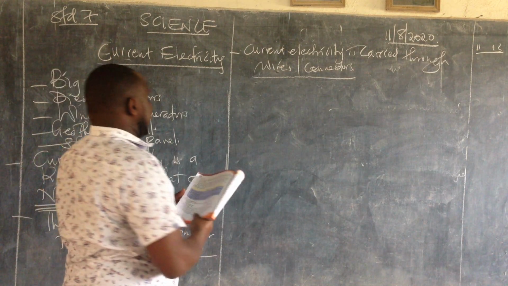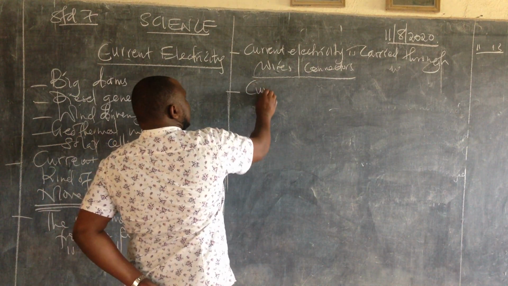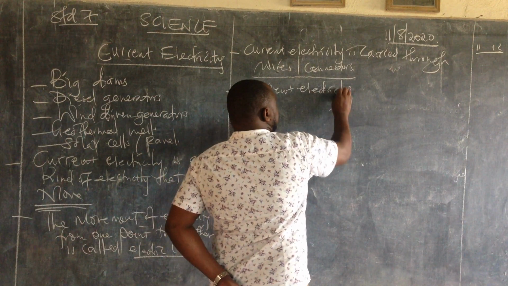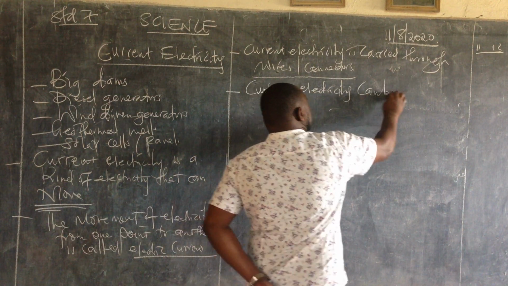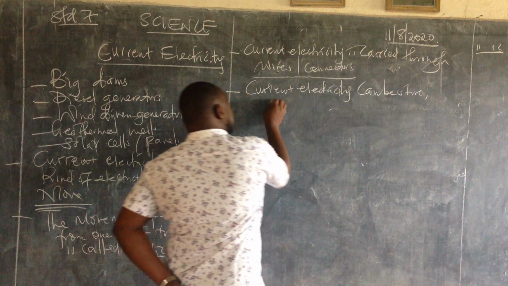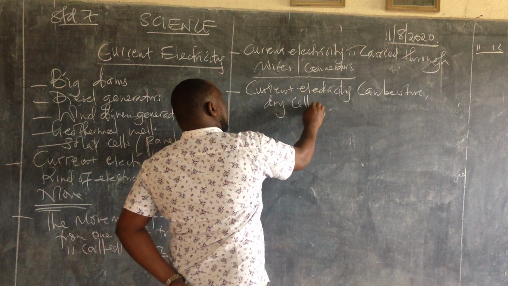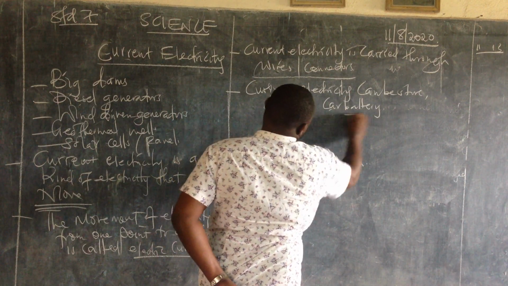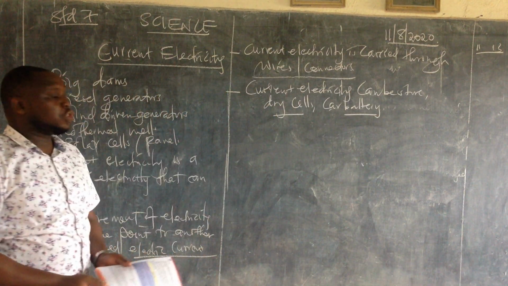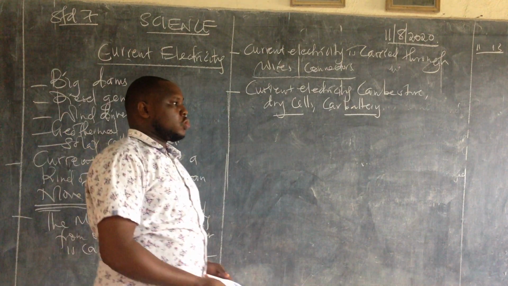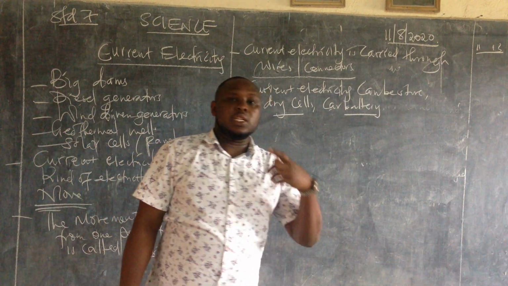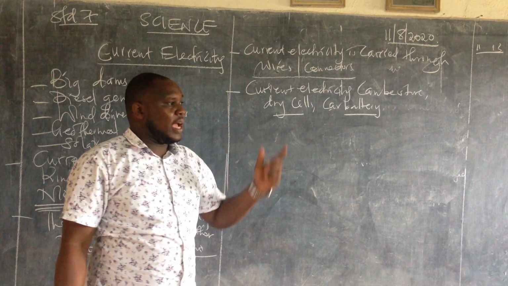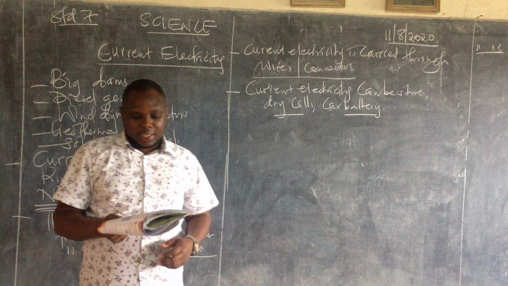Current electricity can also be stored, like in the case of dry cells or a car battery. In the case of a car battery and dry cells, we have stored electricity there. So once you connect the wires, that is when it starts to move from the dry cells or from the car battery to where it is required, maybe at the headlamps.